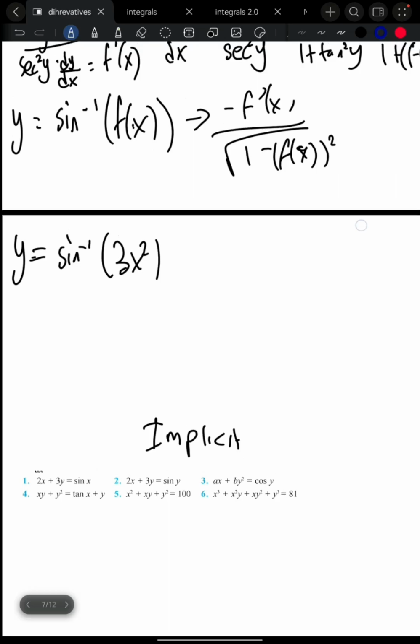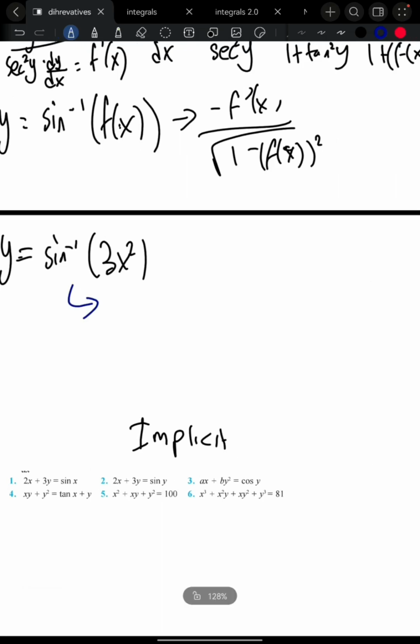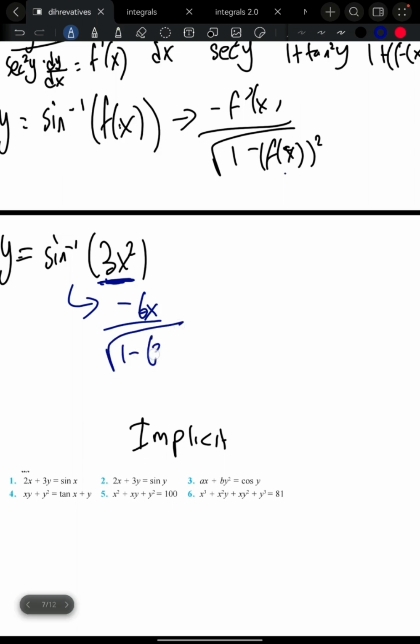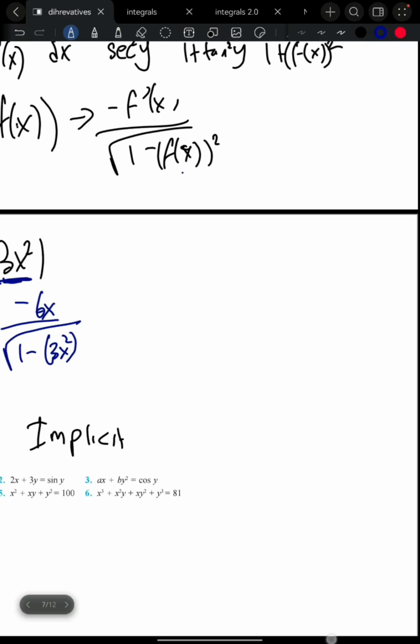It's serious business. If you want to differentiate this, right, we'll use this formula. So it's negative f prime of x, and this is just f of x, right? So the derivative is just negative 6x over square root of 1 minus f of x whole squared, which is just 3x squared whole squared. You can think of this as the chain rule as well, because like sine inverse of like 67x, right?